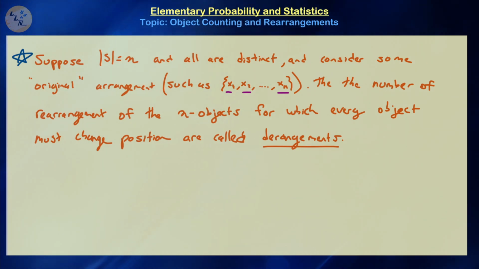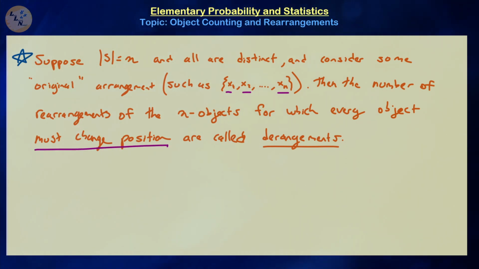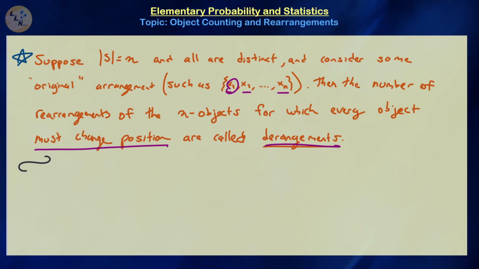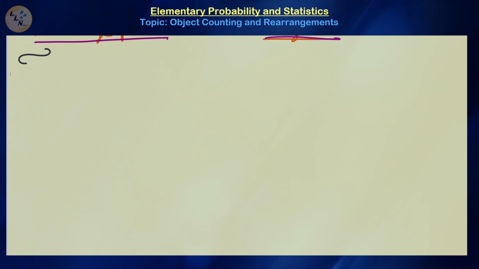So then, consider the number of rearrangements of those n objects for which every object must change position. That means x1, once you rearrange it, cannot be in the first position, x2 cannot be in the second, down to xn cannot be in position n. All of these rearrangements are called derangements. So let's look at a couple basic examples before we look into the formula. Let's assume we don't know a formula. How will we do it by hand?